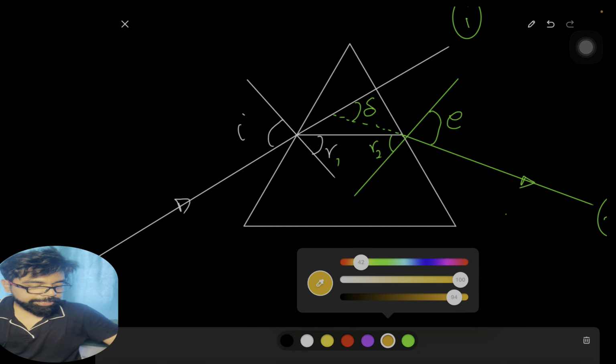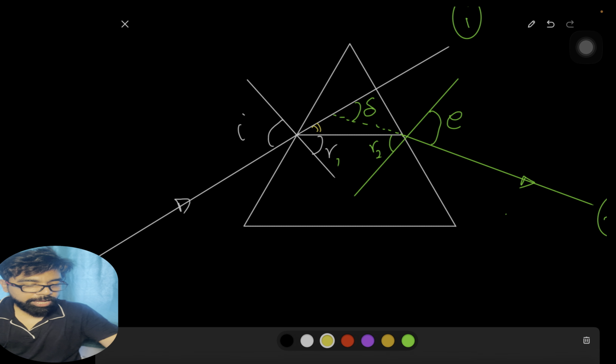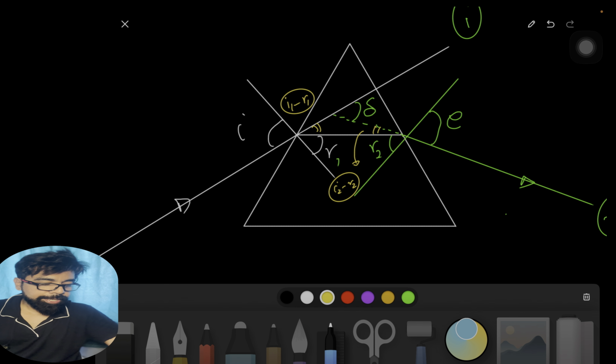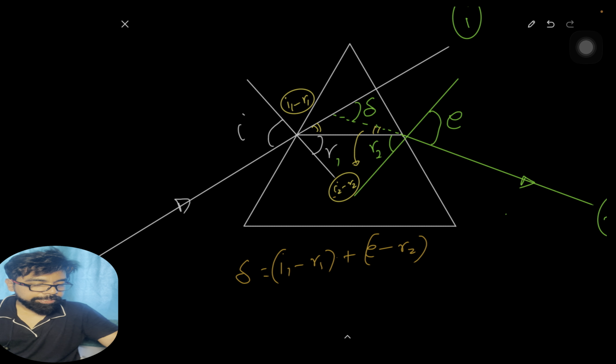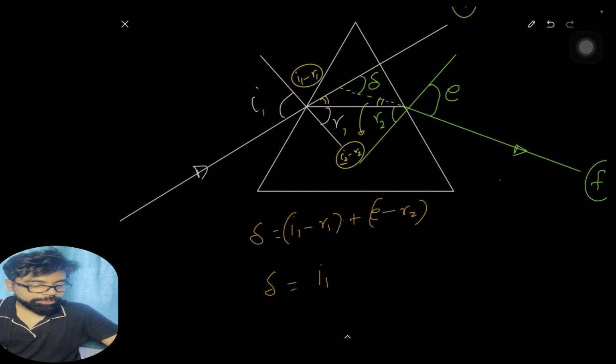Now, how much will be this angle? This is going to be I1 minus R1, right? From simple geometry. Similarly, this angle will be how much? This will be I2 minus R2. And we all know that sum of the interior angle equal to the exterior angle. So from simple geometry, I can write deviation delta is equal to I1 minus R1 plus E minus R2, right? Which I have taken as I2. I'll write this as I1. So you can see deviation has become how much? I1 plus E minus common R1 plus R2. Now R1 plus R2 is basically equal to the angle of the prism, capital A.